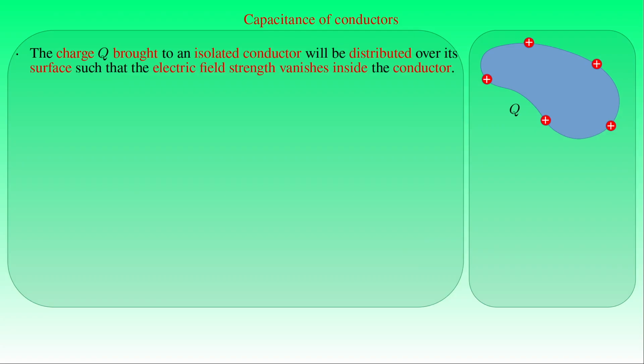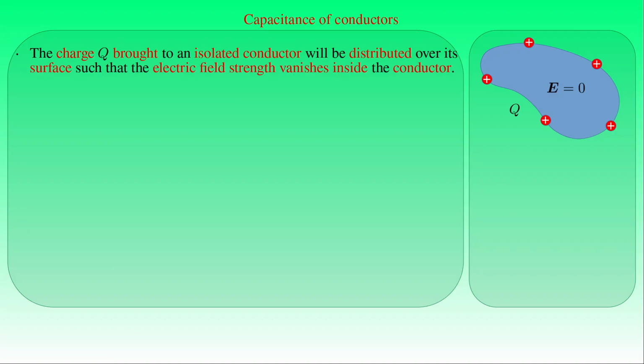Now we introduce a fundamental concept in electrostatics called capacitance. If we bring the electric charge Q to an isolated conductor far from other conductors, then the charge will be distributed over its surface such that the electric field strength E vanishes inside the conductor. The distribution of charge over the surface of a conductor is unique, and there is no other way to distribute the charge so that the field could be cancelled out within the conductor.